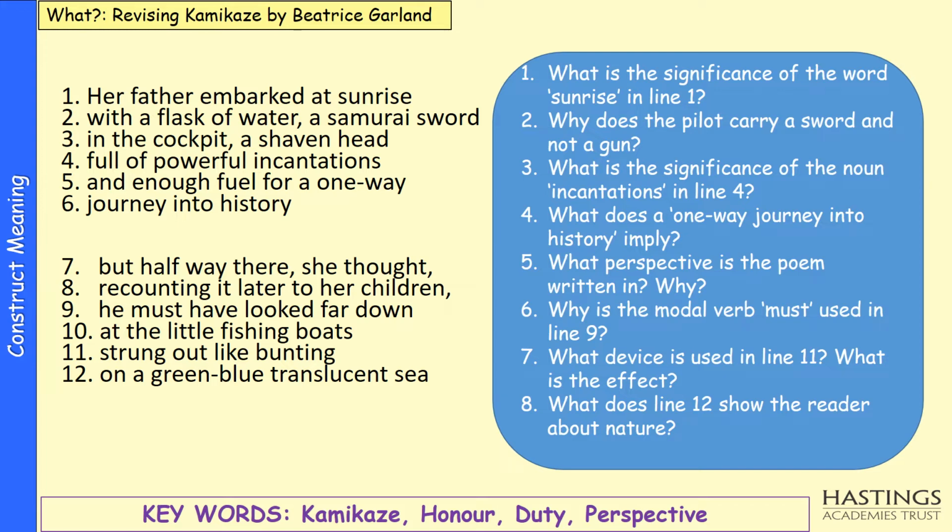Okay, so question number 1 is, what is the significance of the word sunrise in line 1? So we've got her father embarked at sunrise. Sunrise links to Japan being the land of the rising sun. It helps us understand that he's that kamikaze pilot at war. Sunrise is also quite a hopeful image of a new day, so it could maybe suggest in that first line that it is quite an exciting adventure journey that he's on, or he thinks he is at the moment.